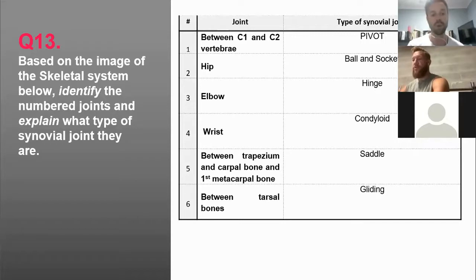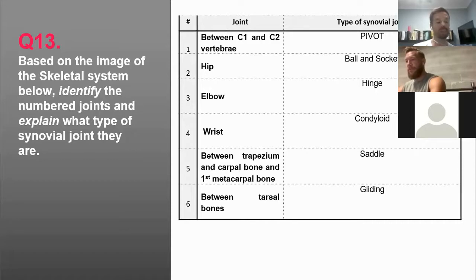Okay, are we writing in there, mate? Yeah. So we would call the joint the atlas and axis joint, or between the C1 and C2 vertebrae. Try not to write neck. So atlas and axis. Atlas and axis are the names of the two bones. And that is a pivot joint.